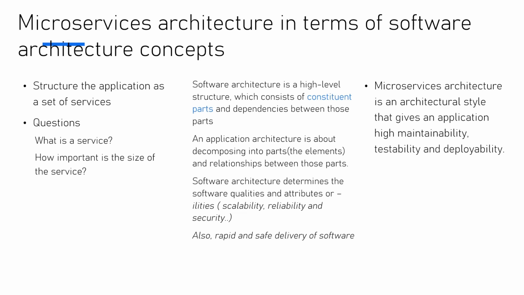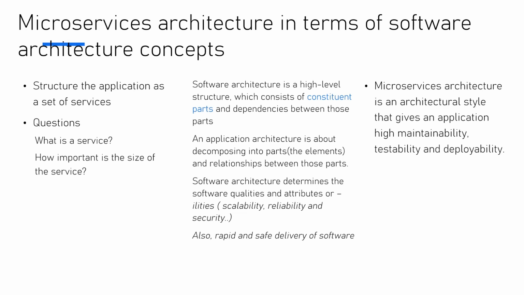Now, software architecture is a high-level structure which consists of constituent parts and dependencies between those parts. Application architecture is about decomposing into parts, elements, and relationships between those parts. Software architecture defines the software qualities and attributes or abilities in terms of scalability, reliability, and security, and also rapid and safe delivery of the software. So this is more like a recap in terms of what is software architecture, what is application architecture, and what are the different areas from an attributes and quality standpoint.